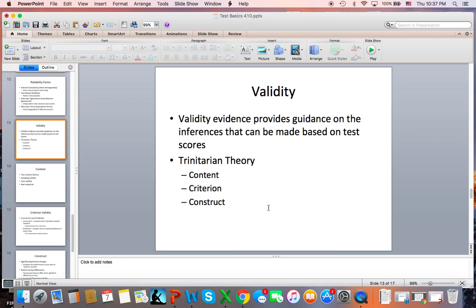These are facets of validity that are related to the test data, whereas Messick's idea of consequential validity isn't necessarily related to the data of tests, but related to the decisions made based on the data. It's an important distinction.